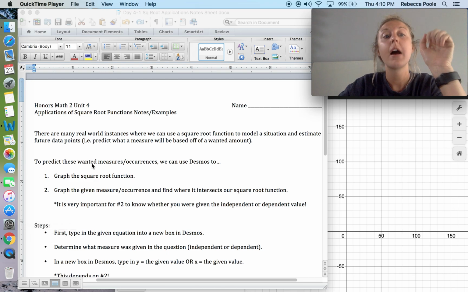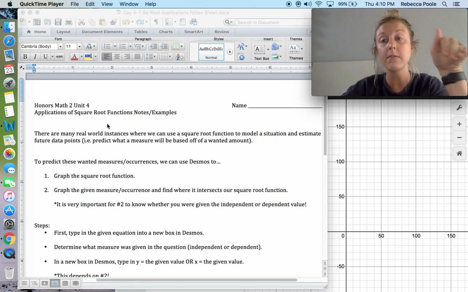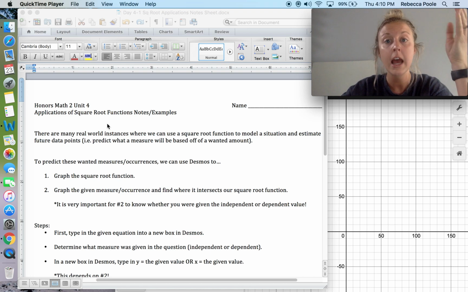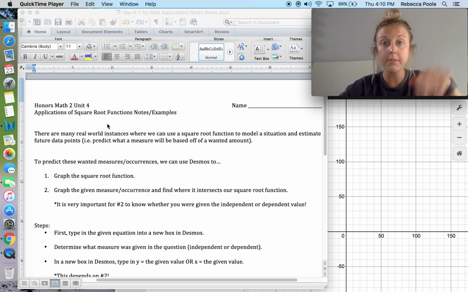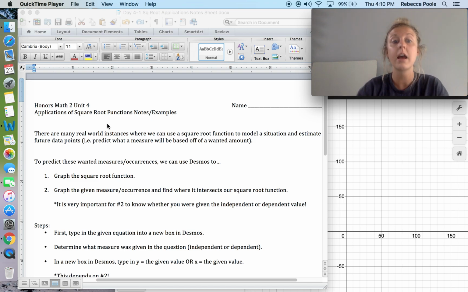Okay, so applications of square root functions should seem pretty familiar to you guys, because you do the same steps that you do with applications of quadratics. I'm going to give you a word problem. There's going to be an equation or a function in it. You're going to go to Desmos, type that function in, and then we're just going to find the value that the question is asking us for, okay? So it should seem very familiar, just like quadratics.